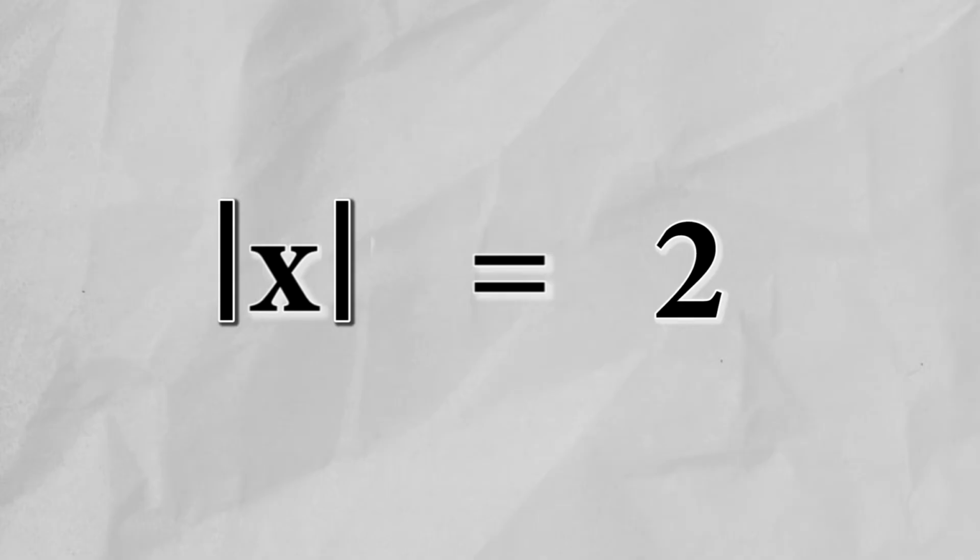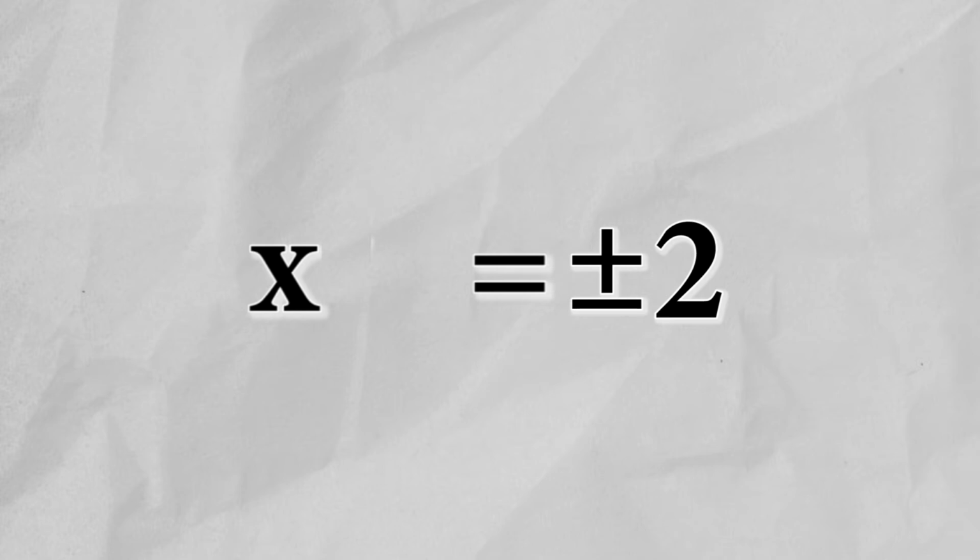Trust me, I speak from experience. So, we have the absolute value of x equaling 2. Now, since the absolute value is here, regardless of what x is, the left side is going to be positive. Therefore, x can theoretically be plus or minus 2, because the absolute value will result in positive 2 either way.